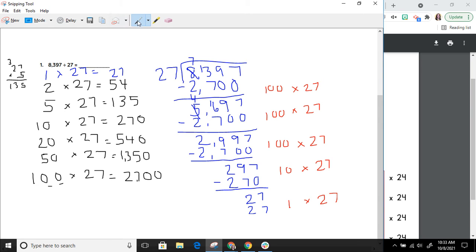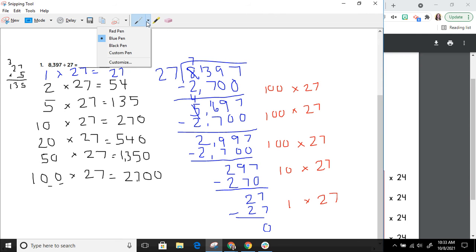And then I'm going to subtract. 27 minus 27 is 0. Now that I'm at 0, I'm done. But my answer is not 0. If I do 8,397 divided by 27, you're not going to get 0.